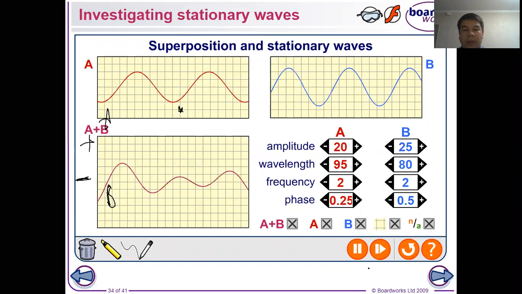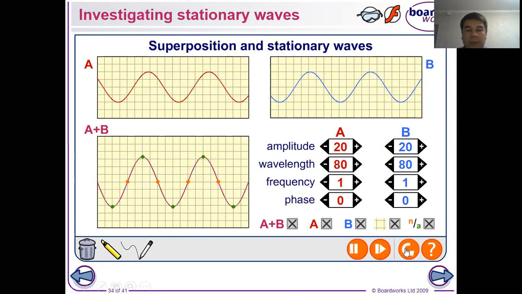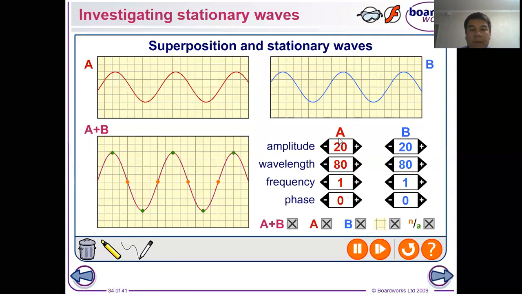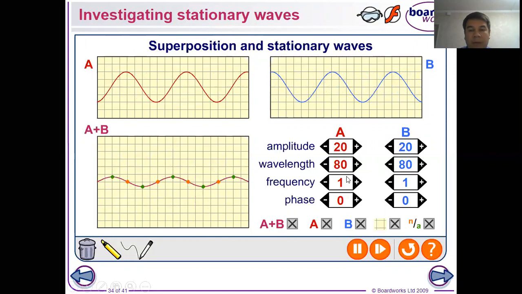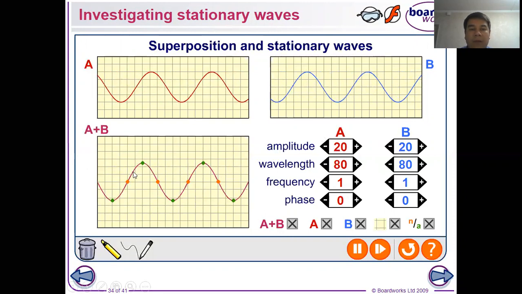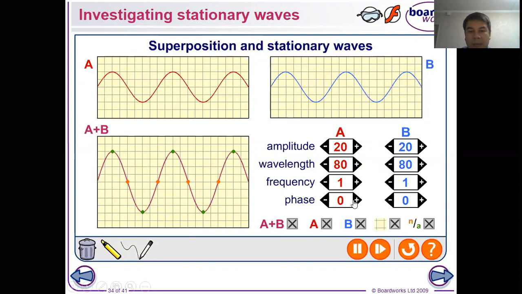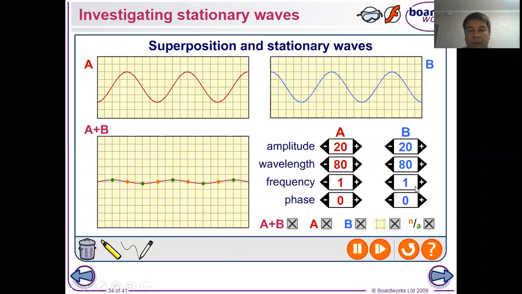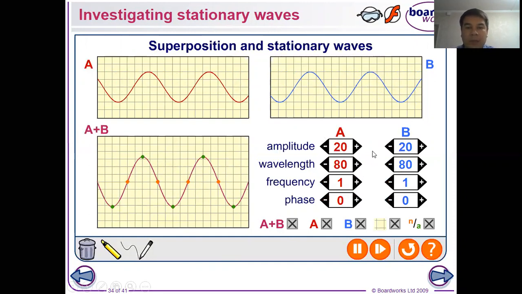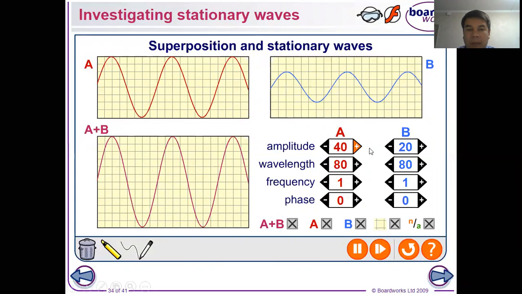At this point, dear students, we have a small demonstration. Let's see this demonstration and speak further about the superposition of stationary waves. We have the red color wave A, the blue color wave B, and here we have the resultant picture of A plus B. Amplitudes are the same, wavelengths are the same, frequencies are the same, and phase is also the same. Now I will first change the amplitude of wave A.